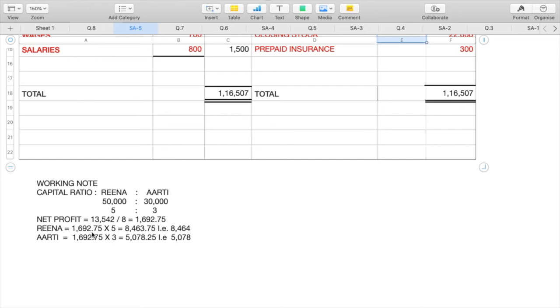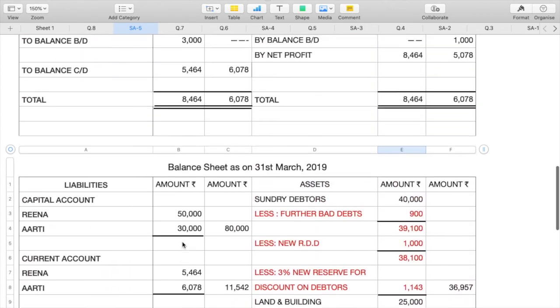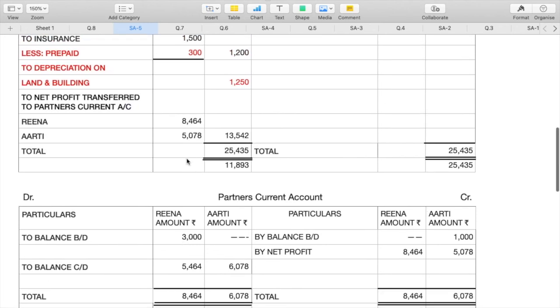Okay, so I've multiplied the same value with 5 and 3. So here I am getting 0.75. So I've rounded off 1 rupee over here, and it is 0.25. So I've not taken any round off value over here. Means 1 rupee I have increased over here. 8463.75 was there, so 8464 I have done. Okay, and here it is less than 0.5, so I've just kept it as it is, 5078. Okay, so you can see the same values I have put over here, 8464 and 5078.